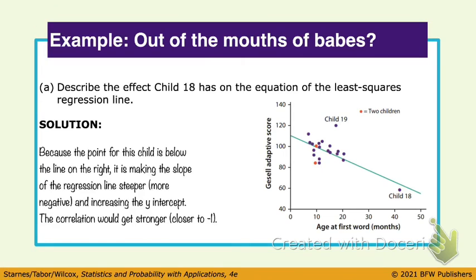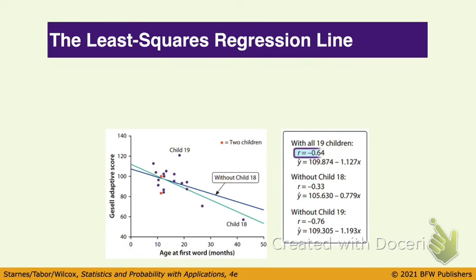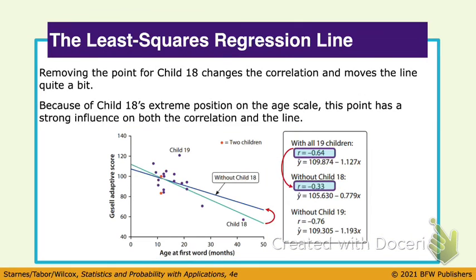So I'm going to show you guys this, it's kind of cool. With all 19 children, so including this kid, 18, there's my R. My R is negative 0.64. If I take that child out, my R goes to negative 0.33, closer to 0, meaning weaker, okay? And you'll notice that the line gets less steep and the y-intercept goes down. So that child is causing the line to be more steep and the y-intercept to go up, okay? So that's kind of a cool little visual of what's going on there.